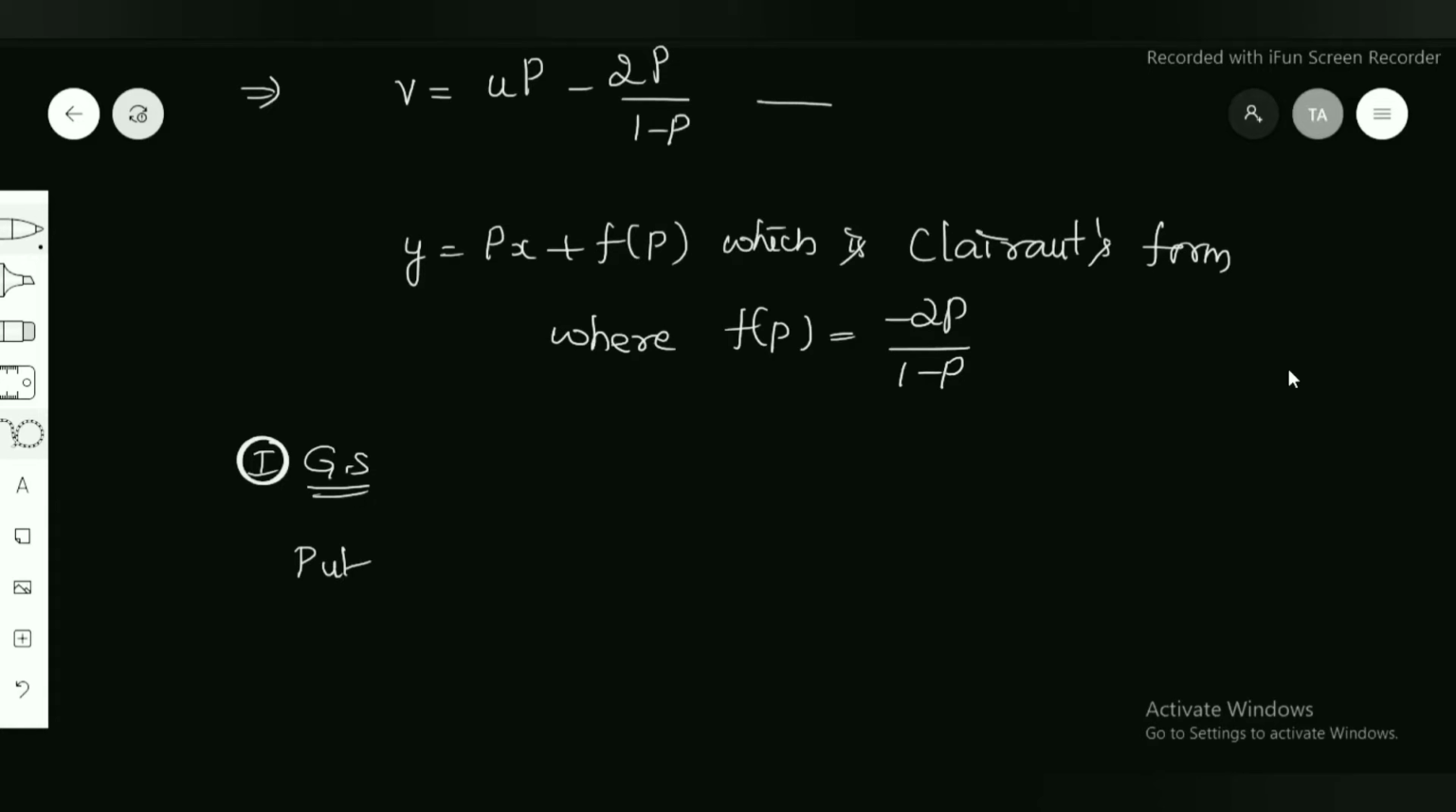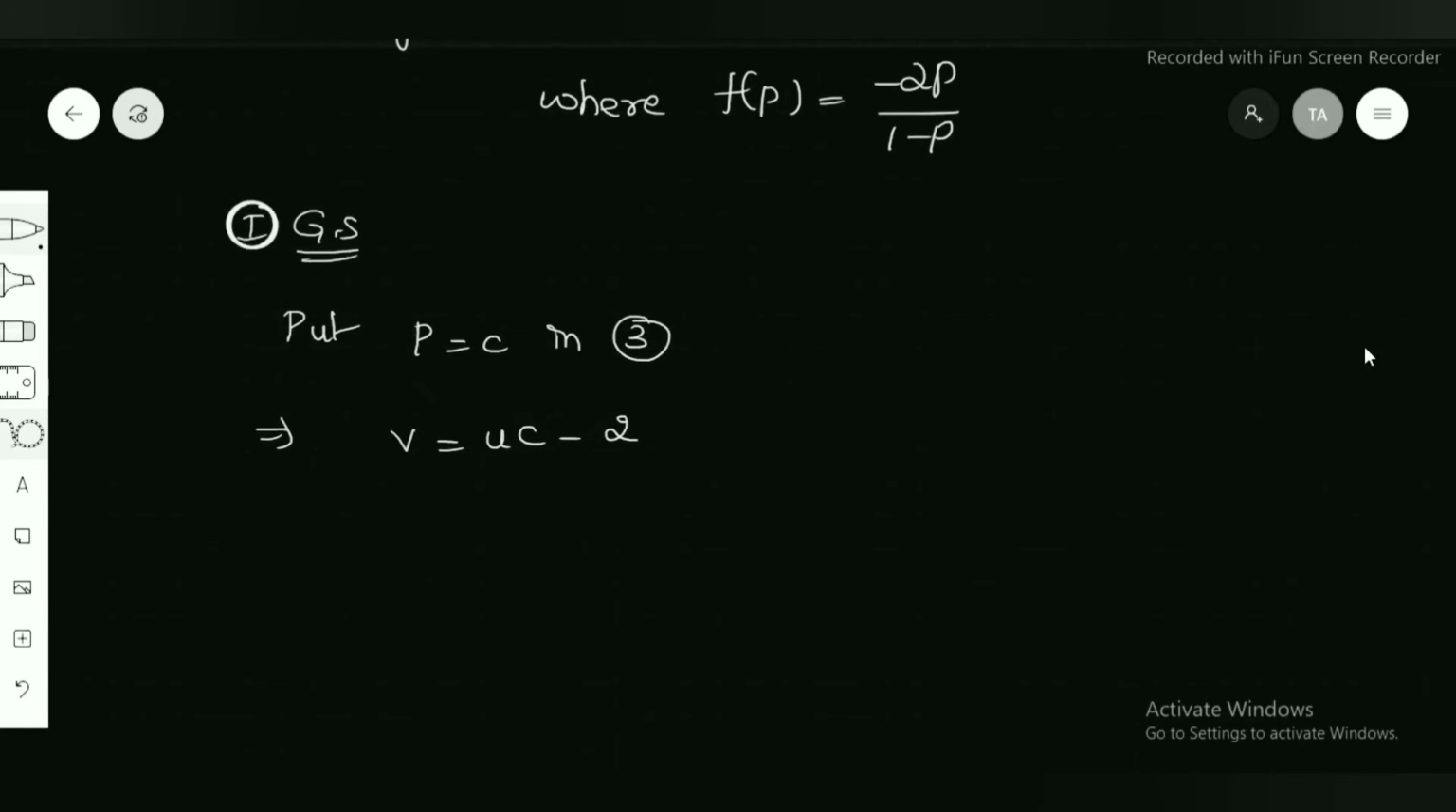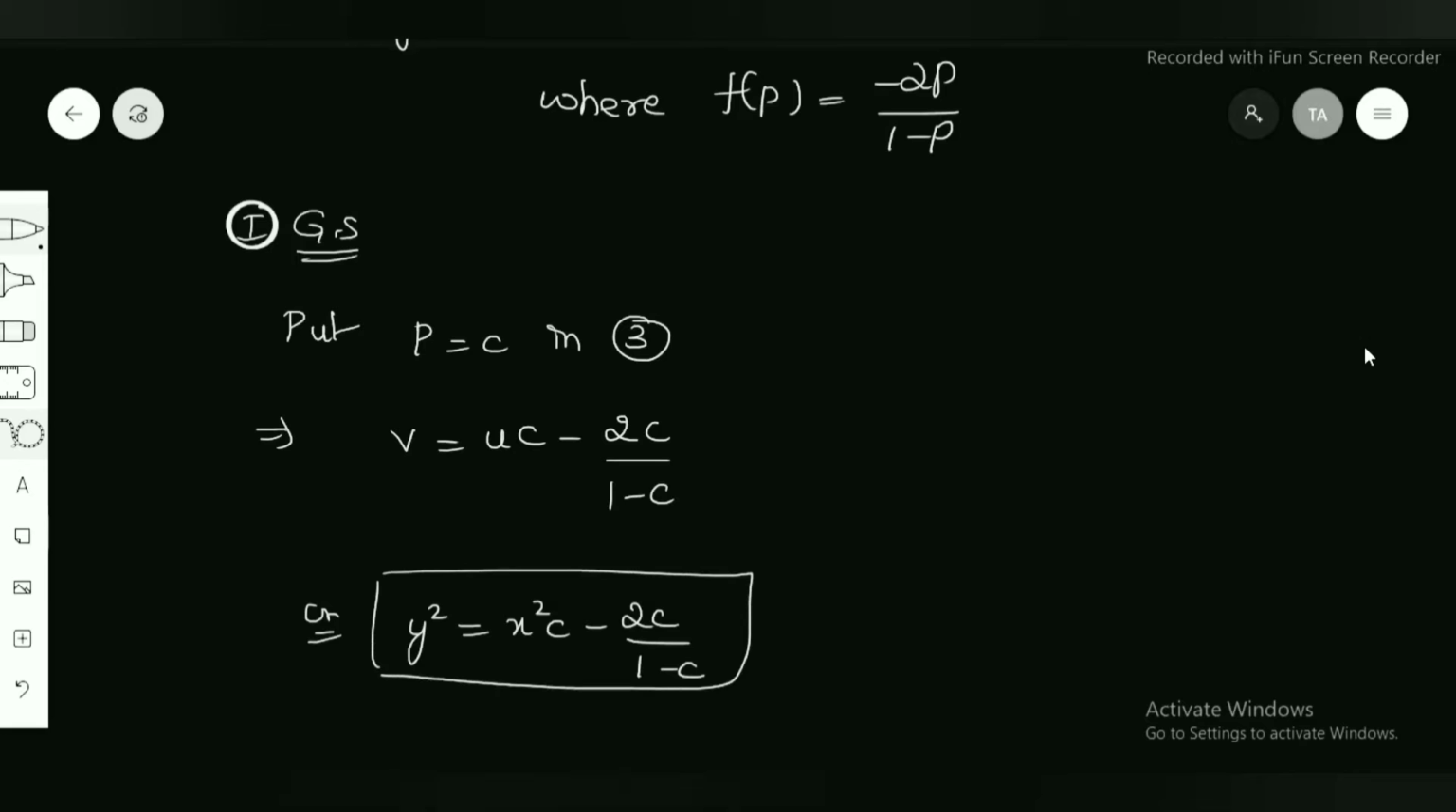Before that, let us call this equation number 3. Put P = C in 3. This implies we get v = uC - 2C/(1 - C). The v value we know, that is y², the u value is x², C as it is, minus 2C/(1 - C), is the general solution required.